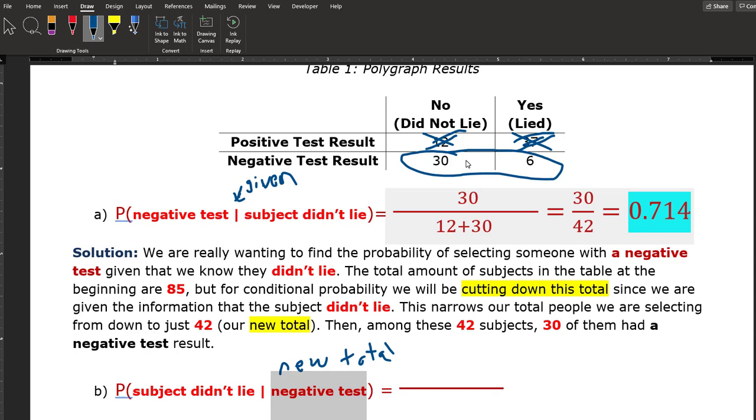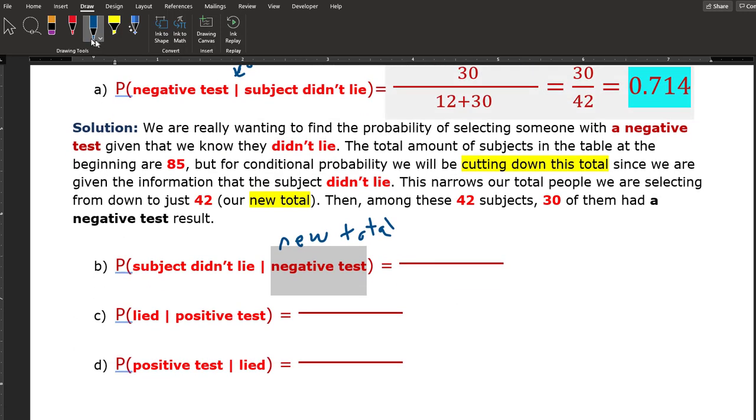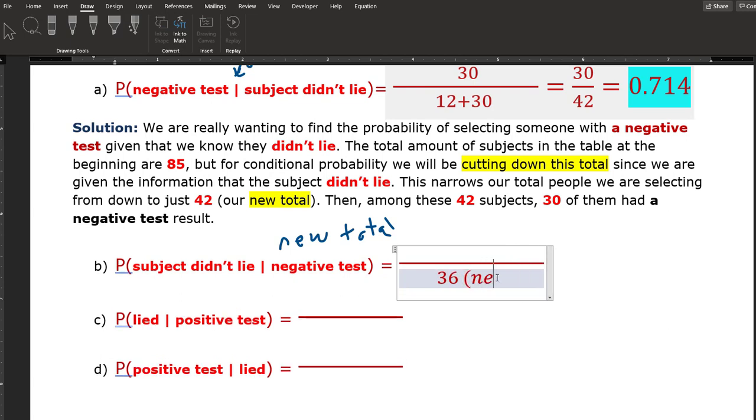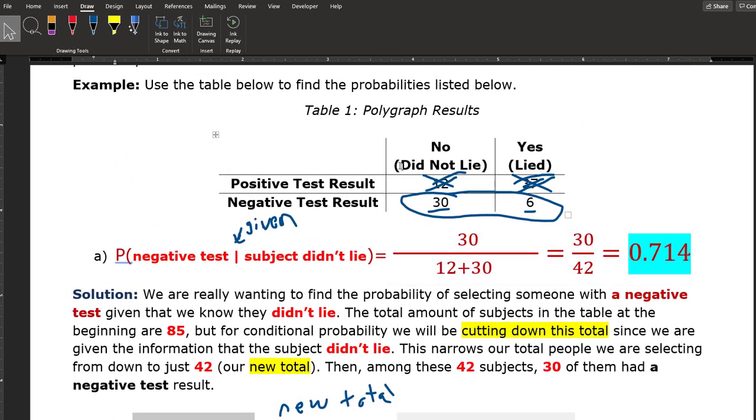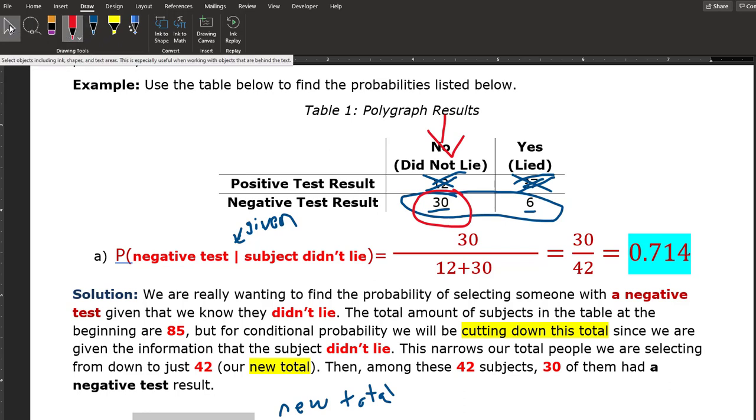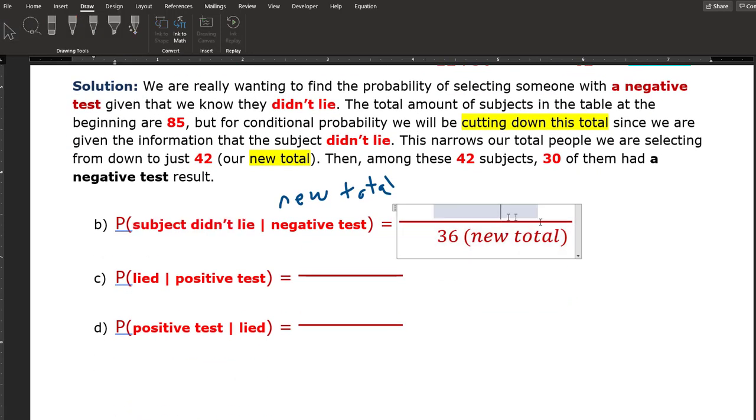Since I'm given information, the only people I would look at are these two right here, these 36 total people. Okay, so that kind of gives you your new total. And now what we want to see is, from those that are left over, how many didn't actually end up lying? The didn't lie category is down on this first column right here. Looks like we have 30 people did not lie. Remember, the 12 is already canceled out from above, so the only ones left is that 30 right there. We have 30 people that did not lie.